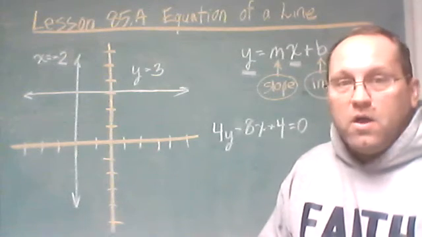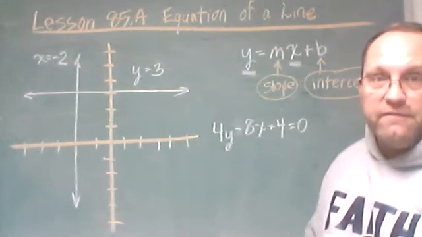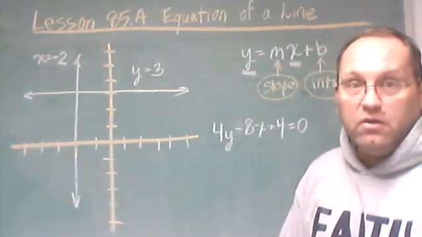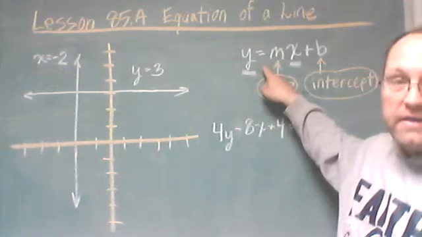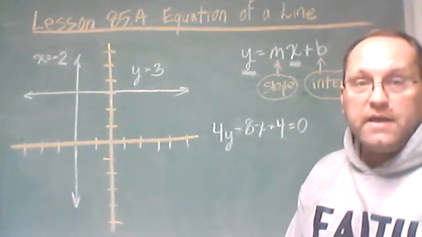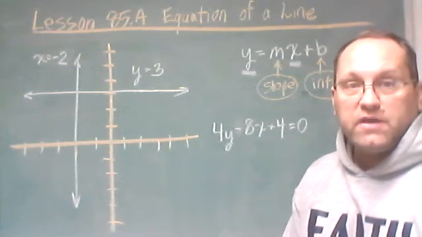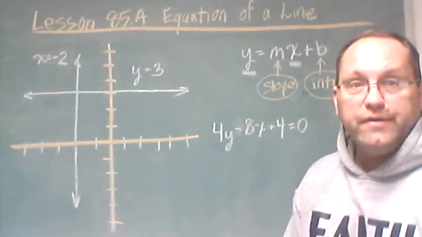The book in this section identifies the general form of the equation of a line as this up here: y equals mx plus b. And that is something you need to memorize.